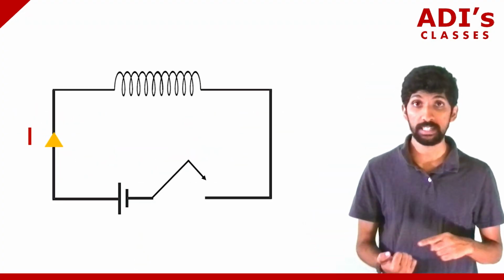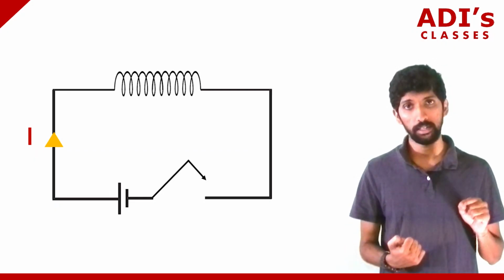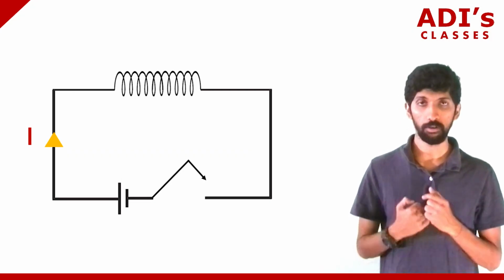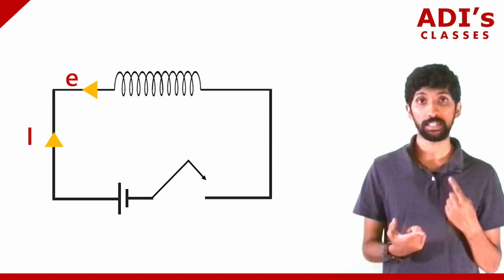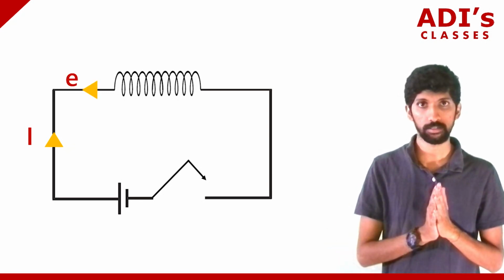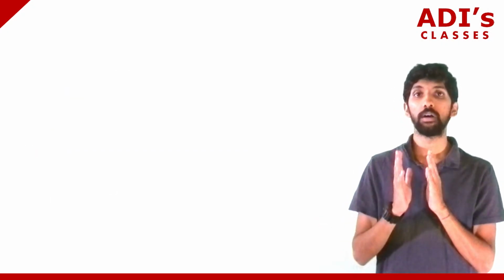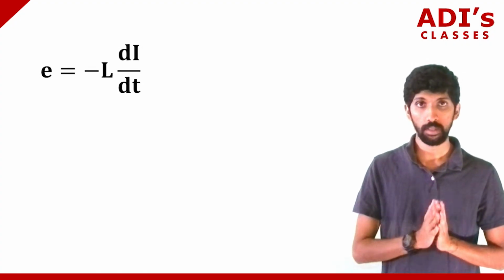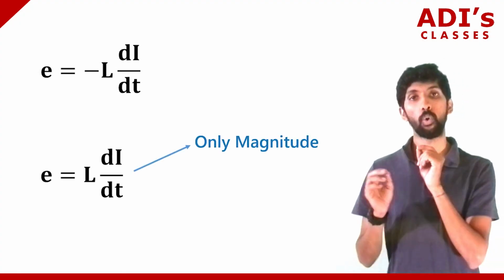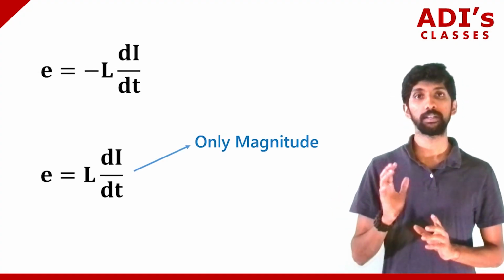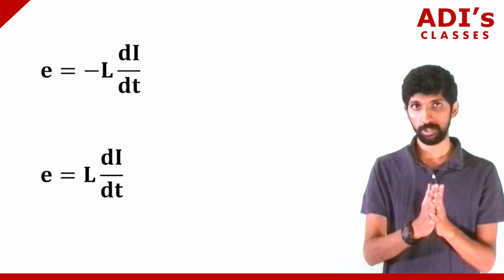Now, the source will start sending current, right? As you press the key, what happens? The current will start growing in an inductor. As the current keeps growing, the back EMF will also start increasing, correct? Because of the self-inductance. According to the formula, E is equal to minus L di by dt, correct? Why do we get the negative sign? It's because of the direction. If you consider only the magnitude, E is equal to L di by dt, correct? Let's call this equation number 1.